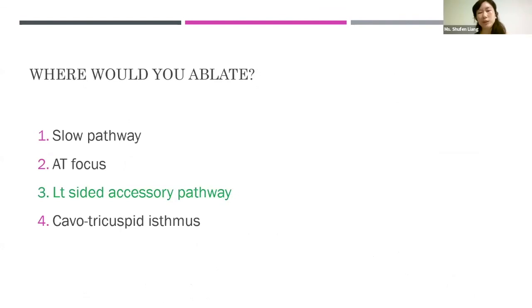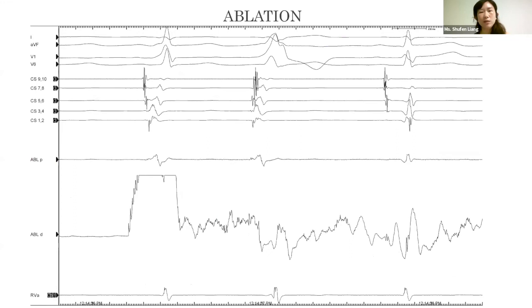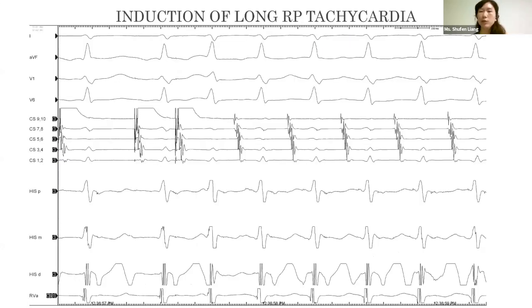So in the end, we did ablate the left-sided accessory pathway first. And here you can see we were quite on the spot, managed to get it within 2 beats, I think less than 1 or 2 seconds of the ablation. And subsequently, we tried to induce the tachycardia again. And this is what we get.